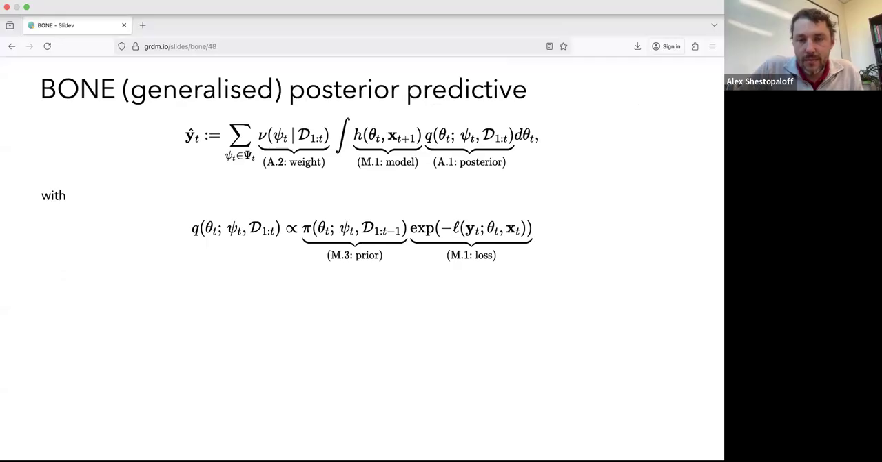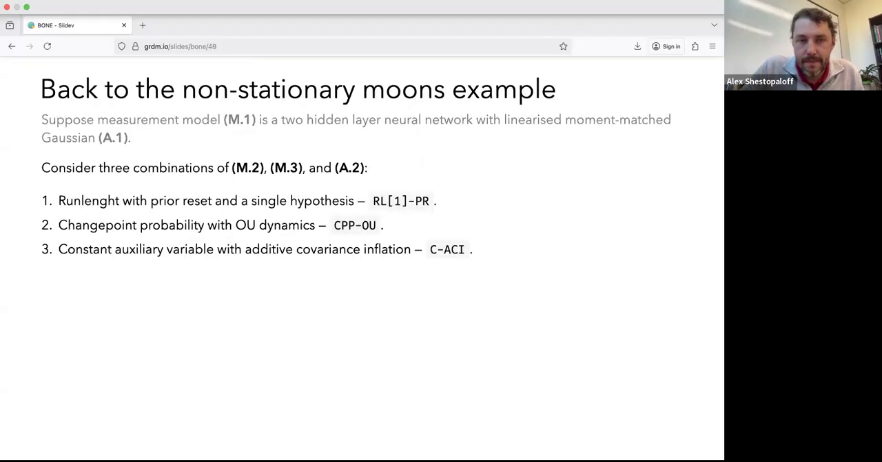This is just a few definitions of what's possible with BONE, and this is one of the conceptual ways of making a prediction, right? Basically, here we're adding this additional bit where we are averaging over the different psi's, where the weight function is chosen by our choice of A2, right? And our Q, our posterior, is updated using this choice of conditional prior, as well as the given observation model. Okay.